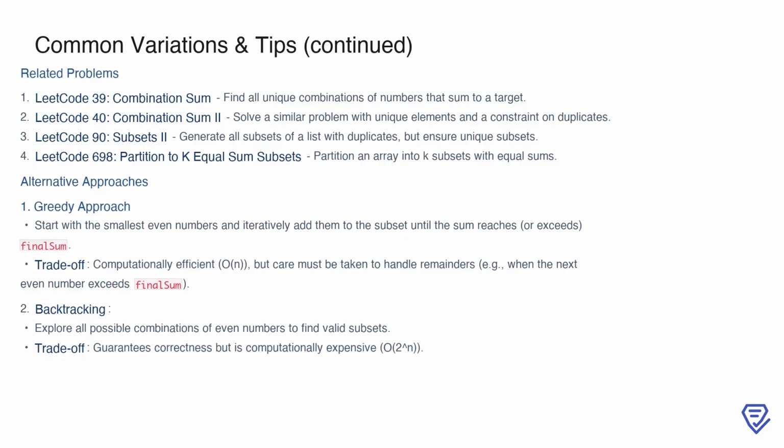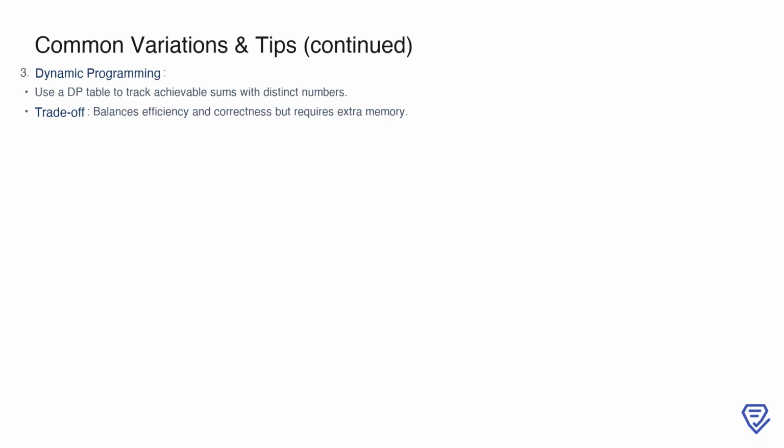On the other hand, backtracking offers a more exhaustive solution. By exploring all possible combinations of even numbers, you can guarantee correctness. However, this comes at the cost of higher computational complexity, as backtracking has an exponential time complexity of 2 to the power of n. Another powerful approach to solve this problem is dynamic programming.